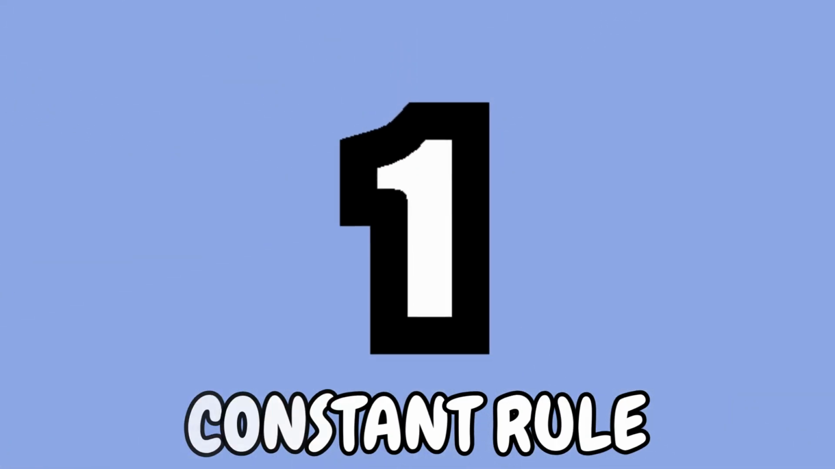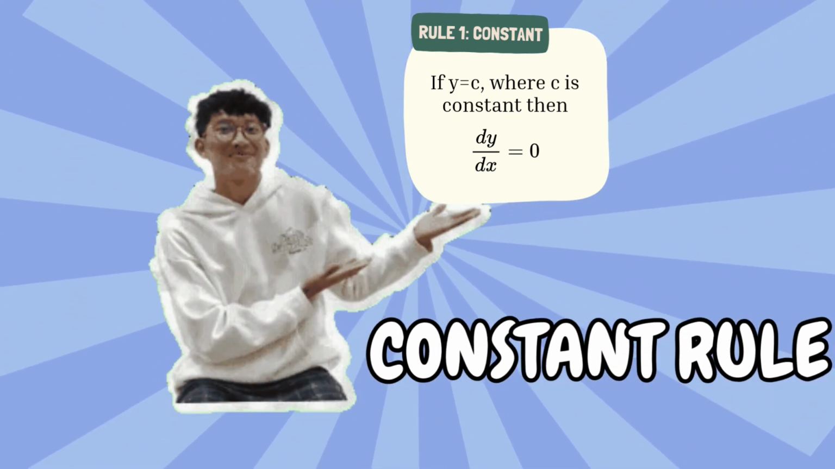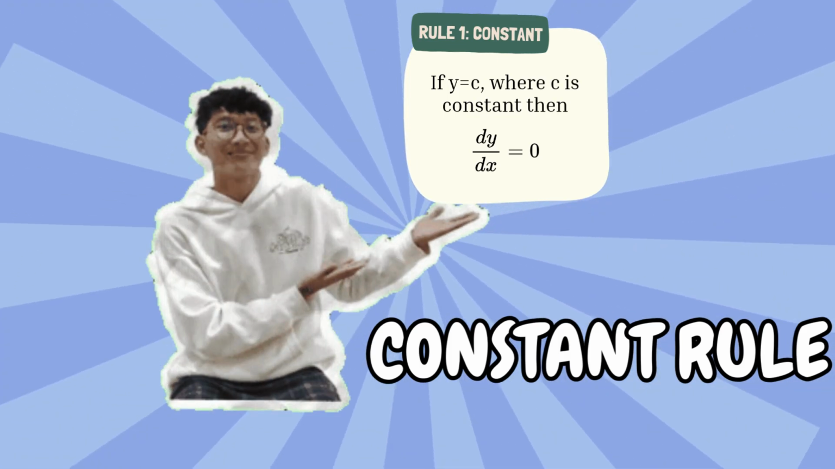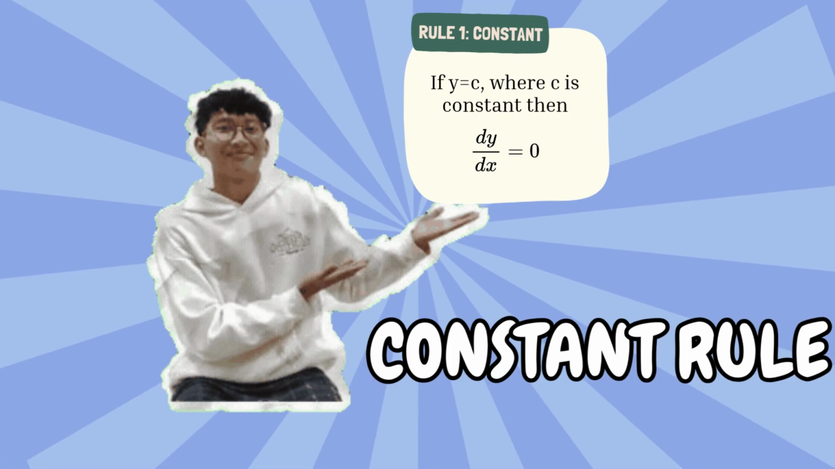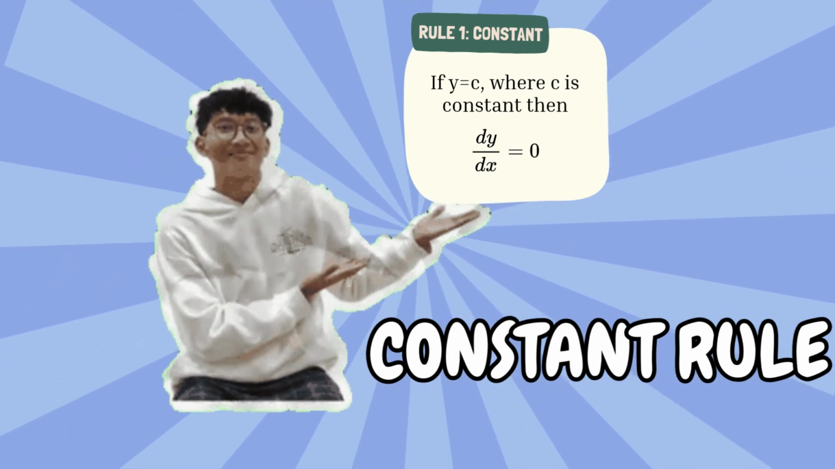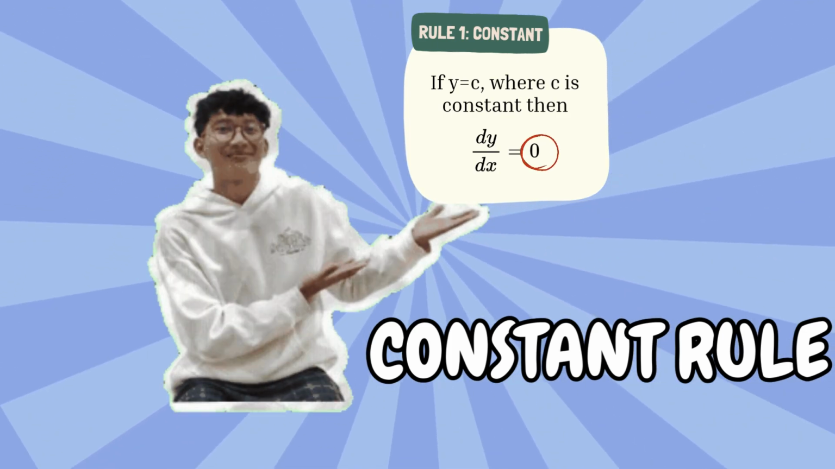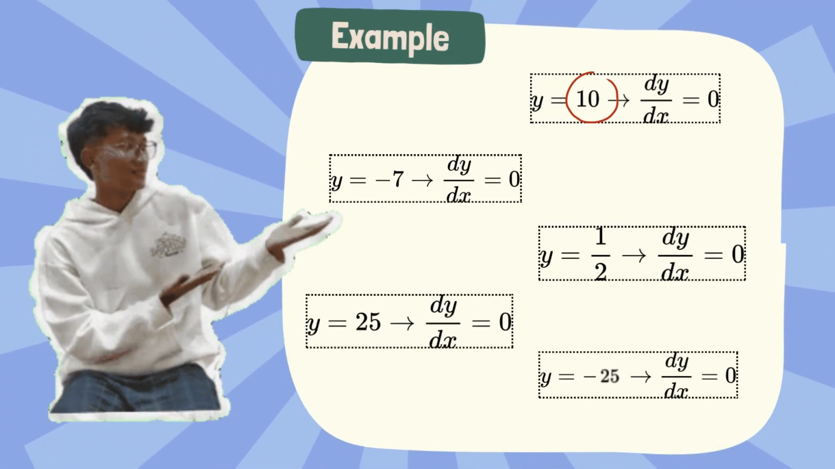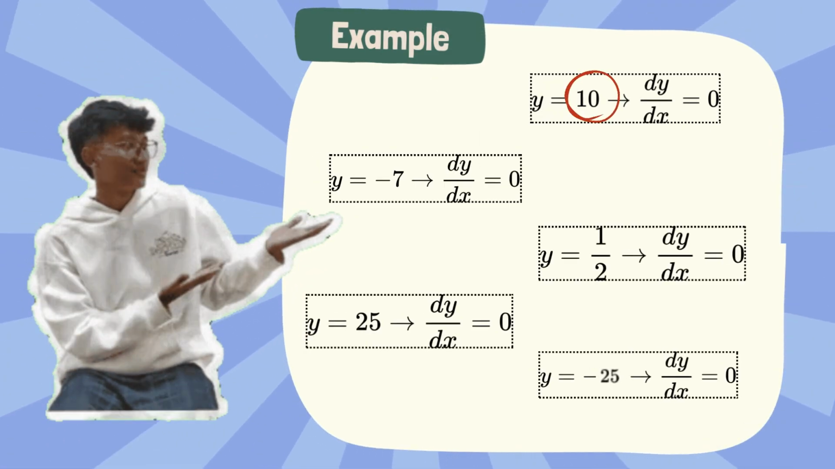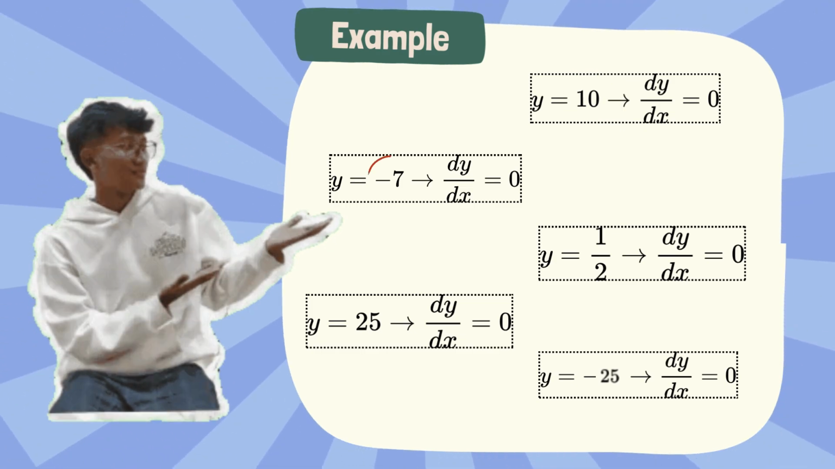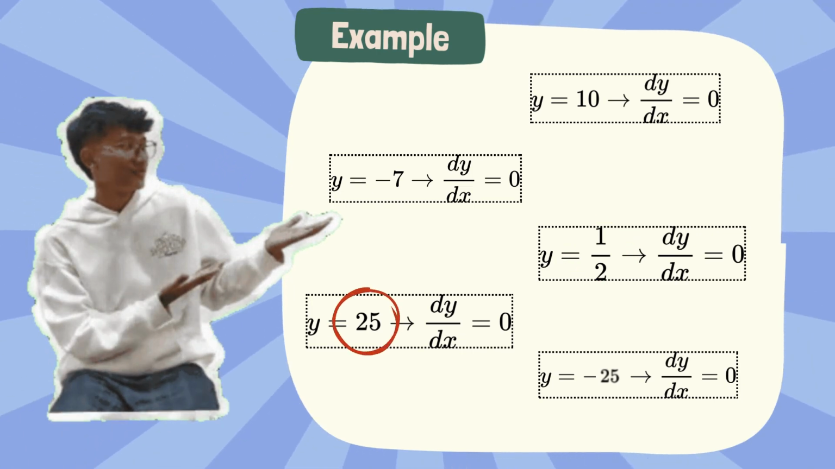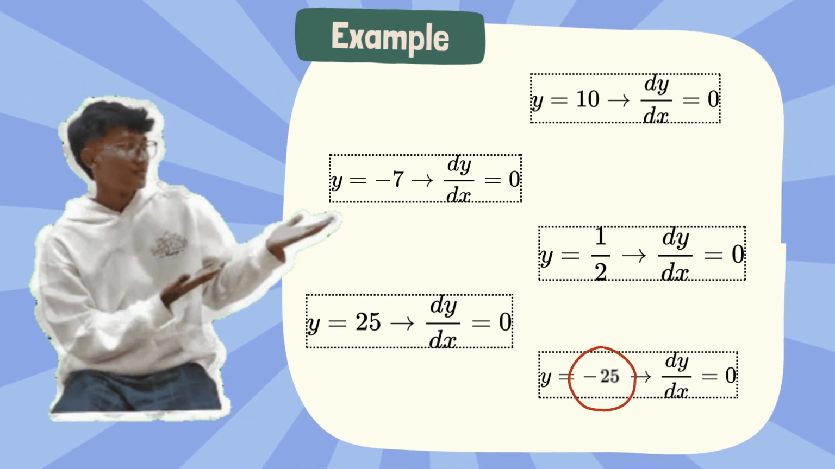So, let's get started. For the first rule, it is constant rule. If y equals c, where c is a constant, then dy over dx is equal to 0. It means that when any real number is differentiated, it always becomes 0. Look at the examples. The first one, when we differentiate 10, we will get 0. But also the same with others. When we differentiate negative 7, 1 over 2, 25 and negative 35, we will also get 0.